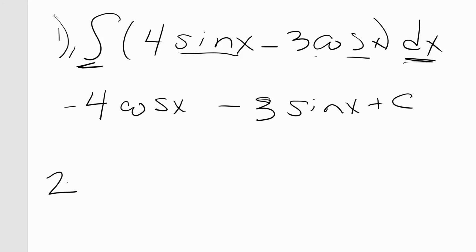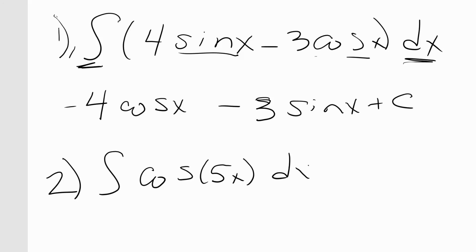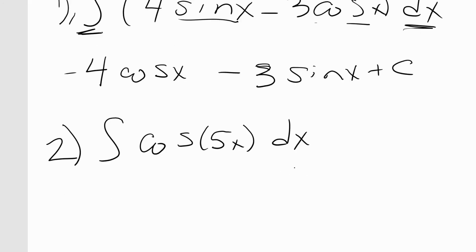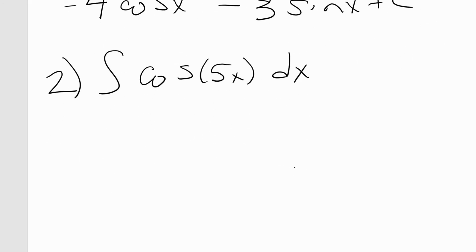So for number 2, the integral of the cosine of 5x dx is a little bit different. If your angle is not just x, that's when you have to worry about it. We like it when things are just x. So in general, the antiderivative of the cosine of something is the sine of it. So I'm going to have the sine of 5x.